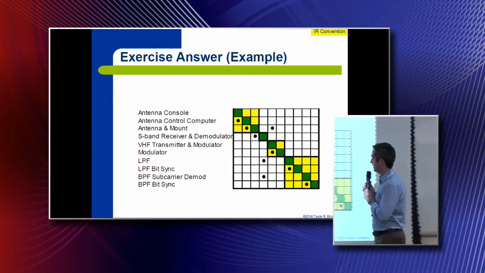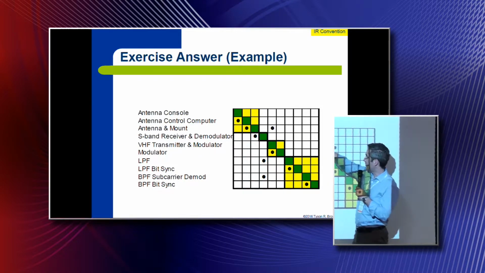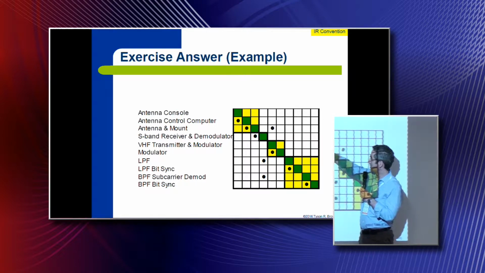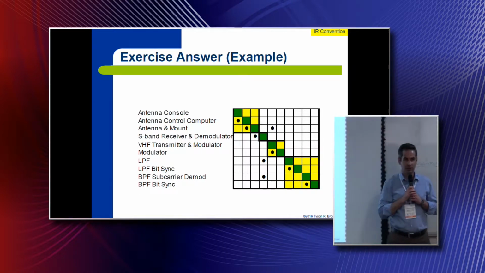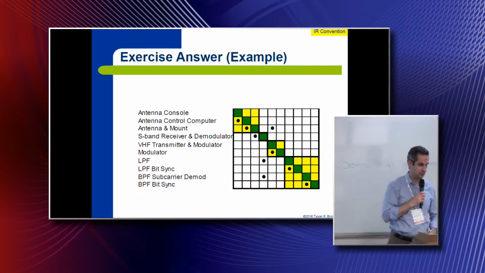So if that's true, then this should have an output from antenna console as an input to antenna control computer. Is that what we have in our diagram?